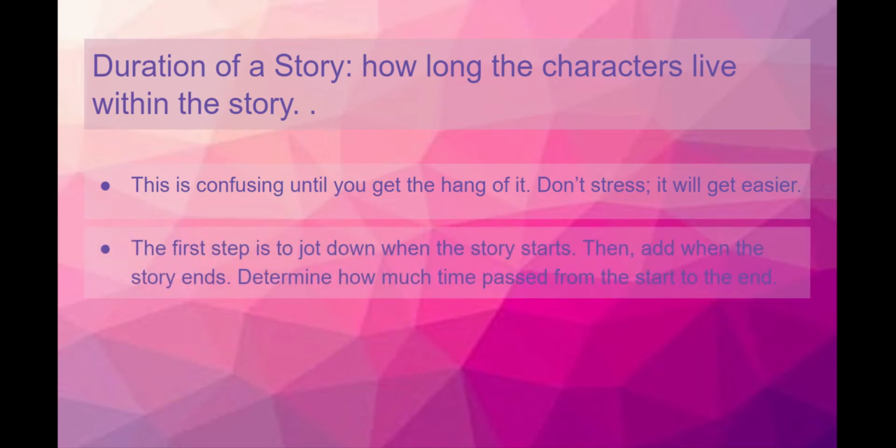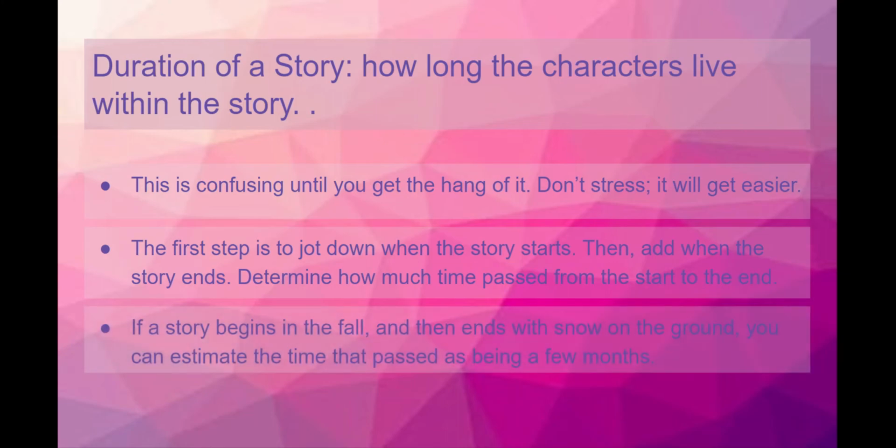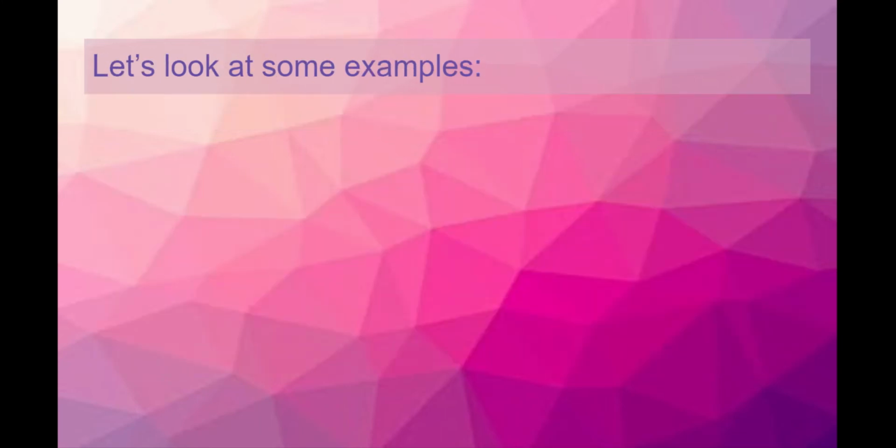The first step is to jot down when the story starts. Then, add when the story ends. You can now determine how much time passed from the start to the end. If a story begins in fall, for example, and then ends when you see snow on the ground, you can estimate that the time that passed was probably just a few months.